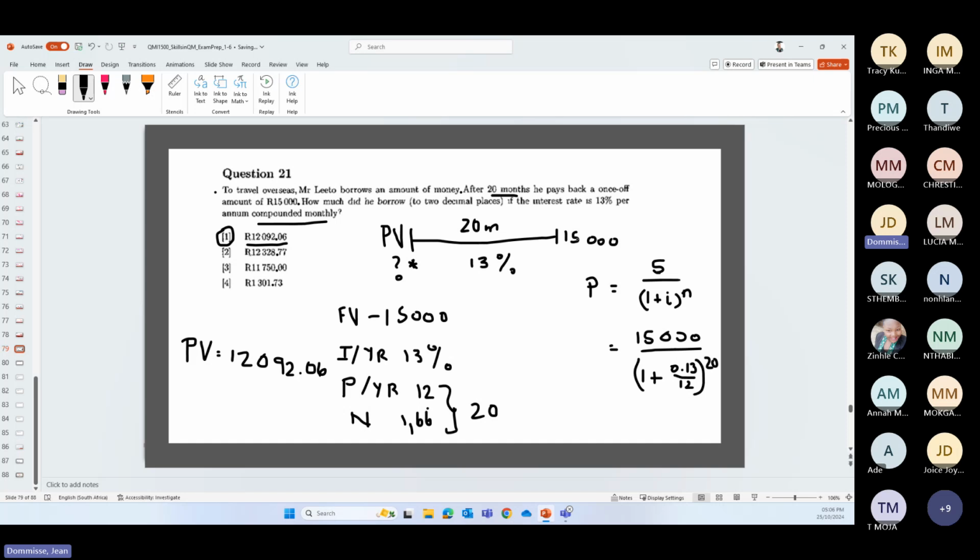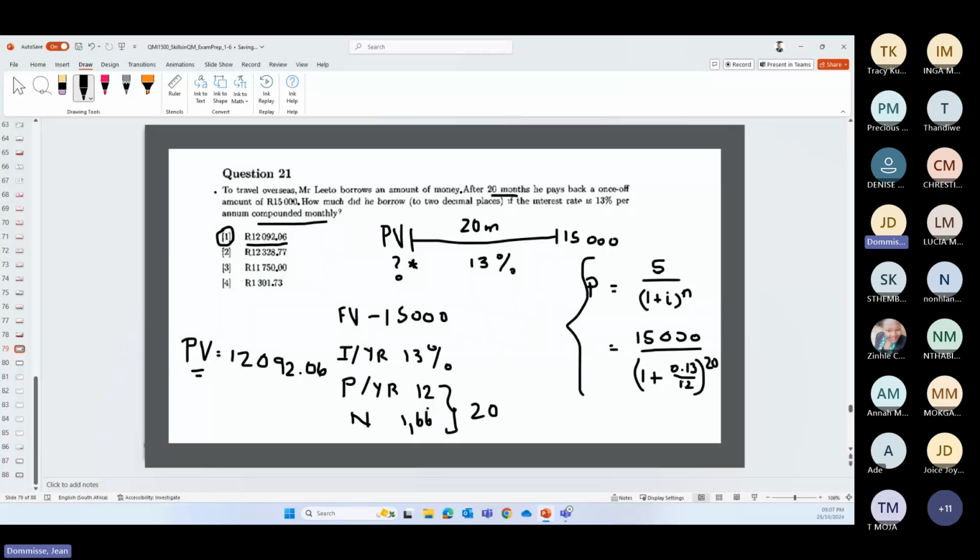Very important in this one, we are looking at compound interest. We've got a future value. We will need to work out the present value. So on your financial calculator, these are the things that you need to put in to get the present value, but also if you used the formula, you will also be able to get that.